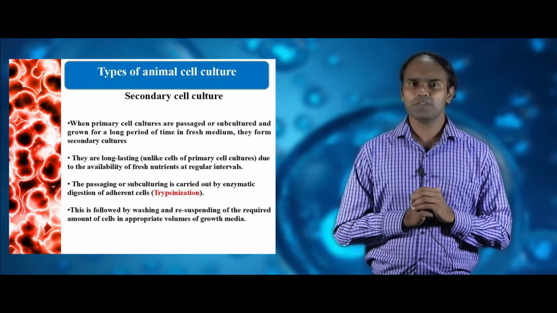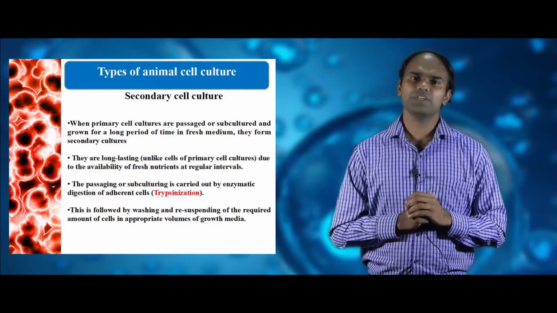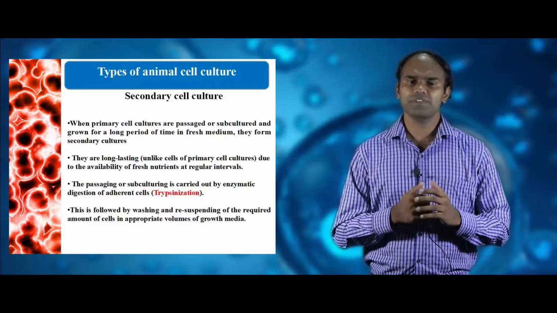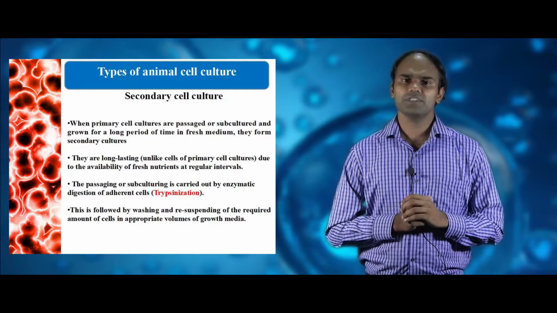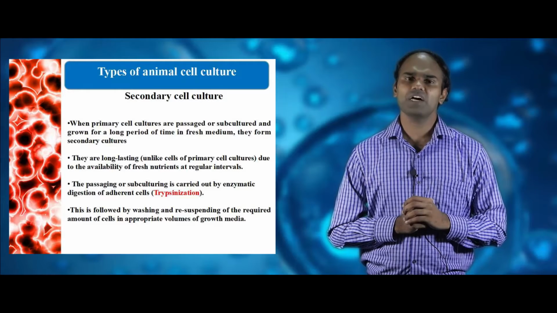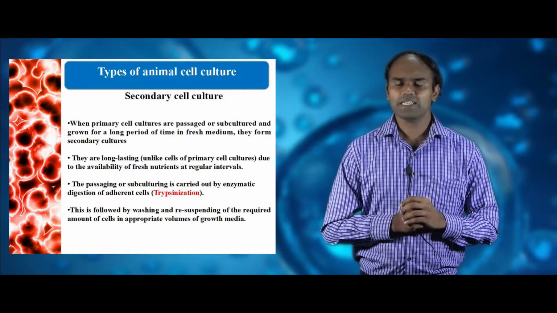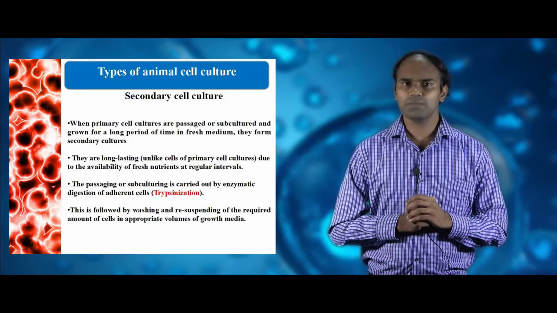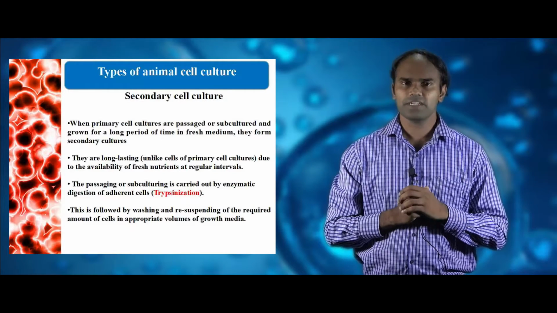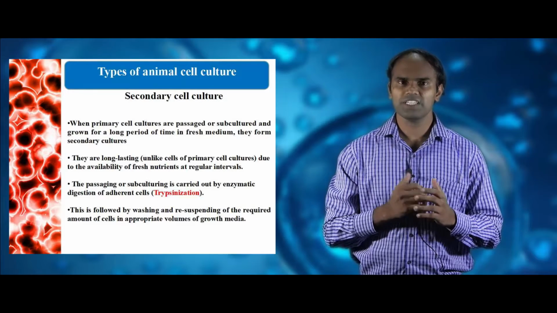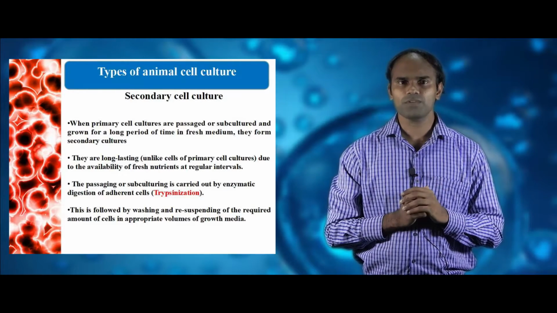Now we will see the secondary cell culture. When primary cell culture is passaged or subcultured for a long period in fresh medium, it forms secondary cell culture. Secondary cell culture is long lasting due to the availability of fresh nutrients at regular intervals. The passaging or subculturing is done by enzyme digestion of the adherents. Then it is followed by washing and resuspending the required amount of cells with an appropriate amount of media.